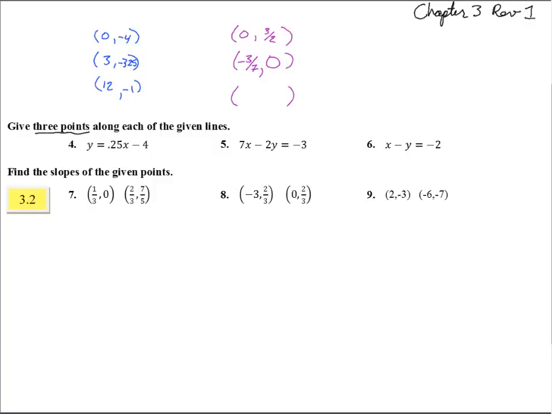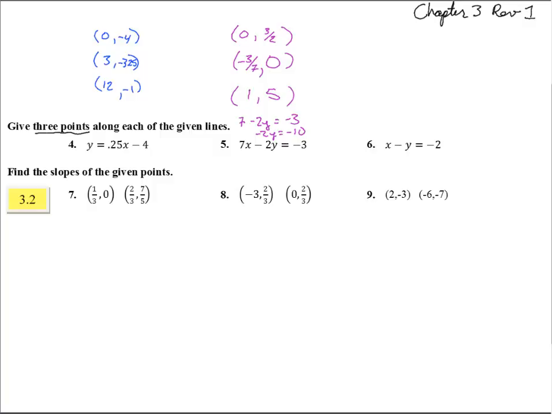If I had 7 minus, I don't know, 10, I'd get -3. So I'm going to do that. I'm going to stick a 1 there and then solve this guy. It becomes 7 minus 2y equals -3. Subtract 7 from both sides to get -2y equals -10. y equals 5. And there are 3 points.